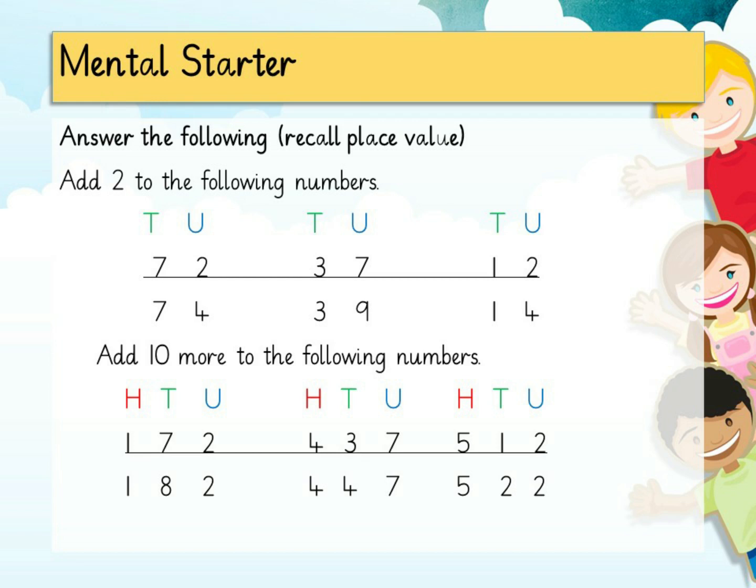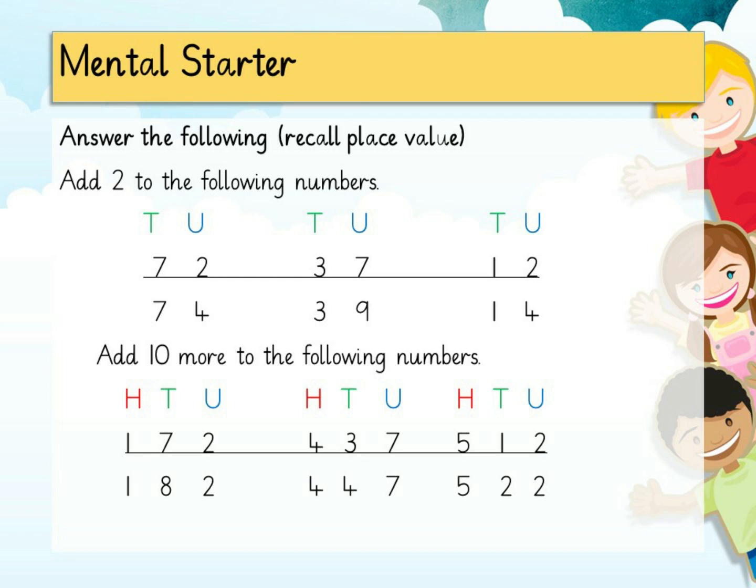What you need to do is add 2 to each of the given numbers. Remember students, whenever you have to add a single digit, you will add it at the unit place. In this way 72 will become 74, 37 will turn to be 39 and 12 will become 14.